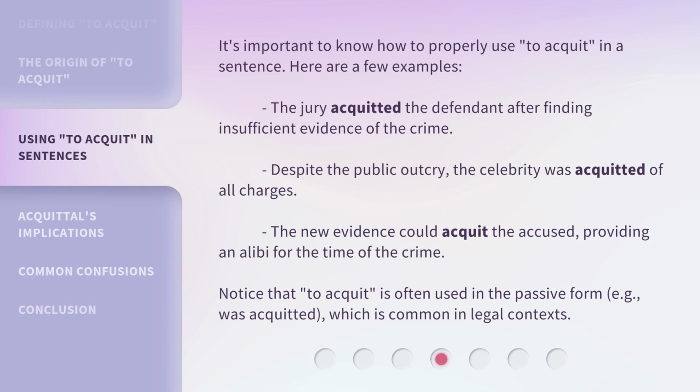It's important to know how to properly use "to acquit" in a sentence. Here are a few examples. The jury acquitted the defendant after finding insufficient evidence of the crime. Despite the public outcry, the celebrity was acquitted of all charges. The new evidence could acquit the accused, providing an alibi for the time of the crime. Notice that "to acquit" is often used in the passive form, for example, "was acquitted," which is common in legal contexts.